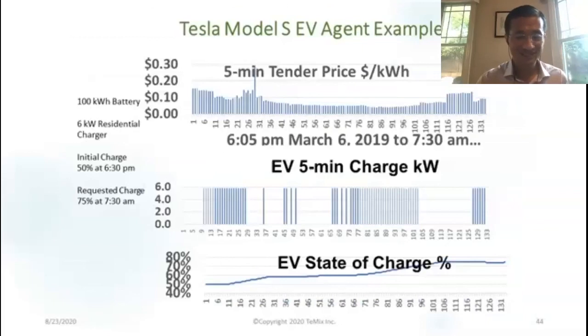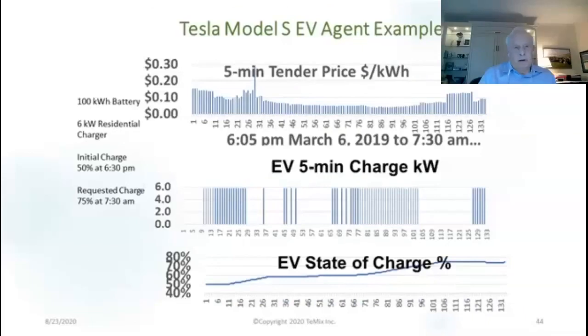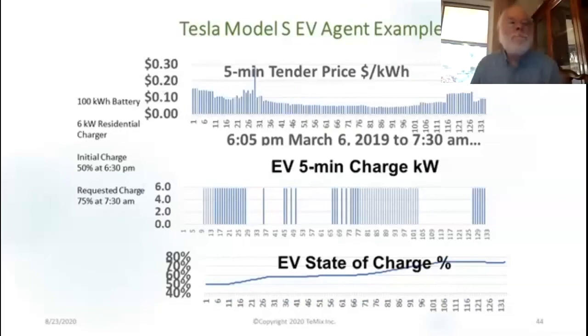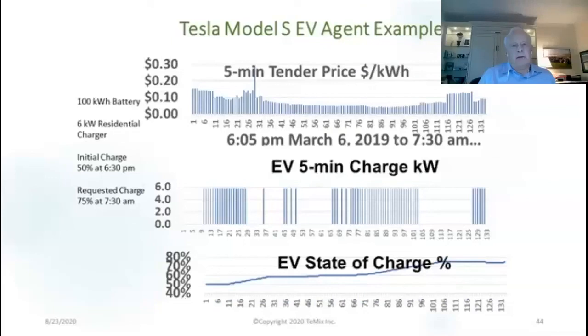So this shows the operation of an EV, a Tesla Model S, and at the middle of the top are the tender prices every 5 minutes. Now, when you start charging, you plug it in at 6:30 at night or something, and you say, by 7:30 next morning, I want it at 75% charge. It shows you in the middle the five-minute charges, finding the cheapest places, adjusting through the night, and the state of charge is at the bottom. It goes up. Next slide.